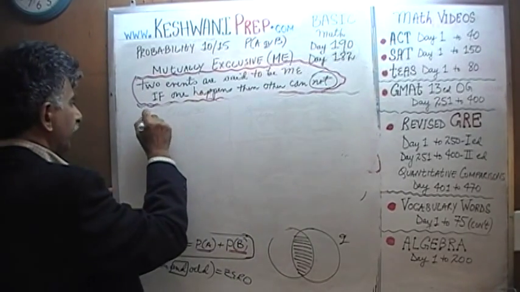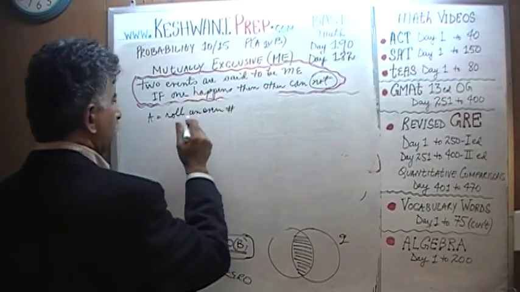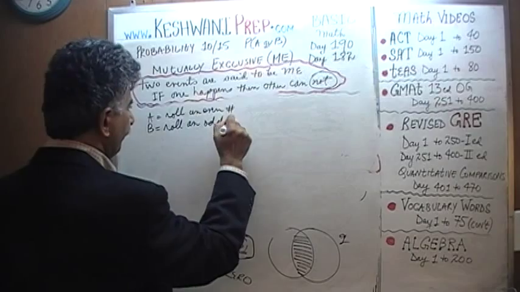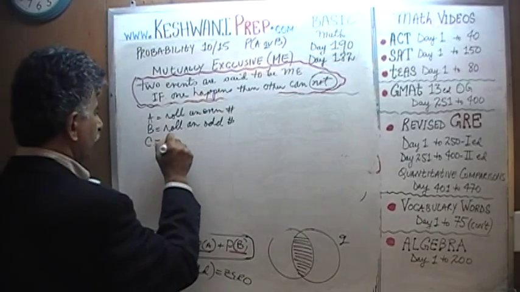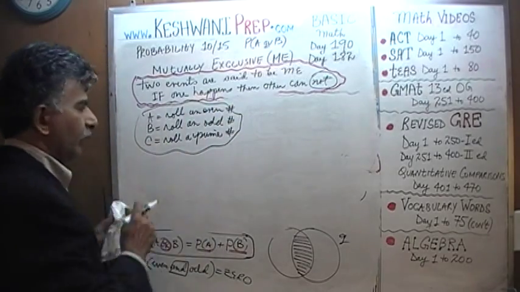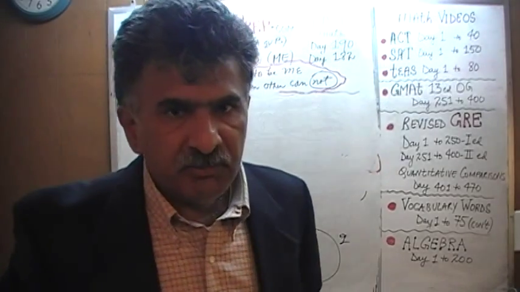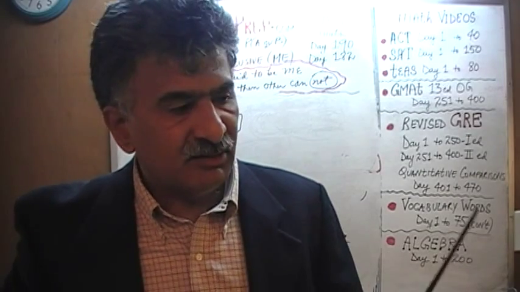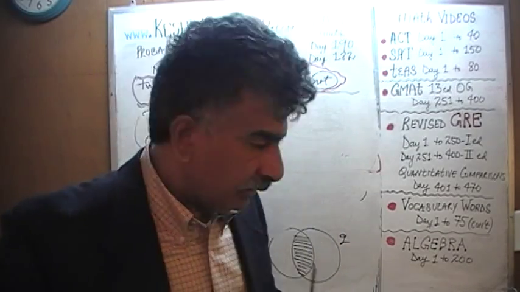Here's event A. Let's call event A roll an even number. Let's call event B roll an odd number. Let's call event C roll a prime number. Okay, and we'll see which of these events are which pair. When we start making pairs, which pairs are mutually exclusive and which pairs are not. If they are mutually exclusive, then the odds of either this or that happening is simply the sum of the two individual probabilities. Let's start with something simple.